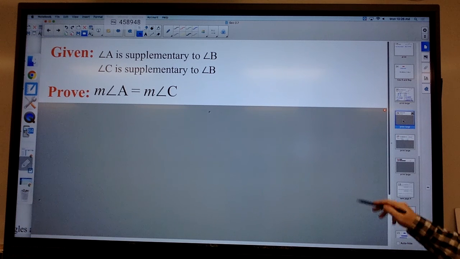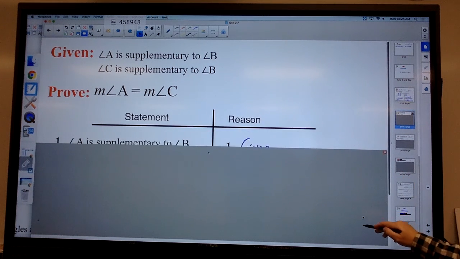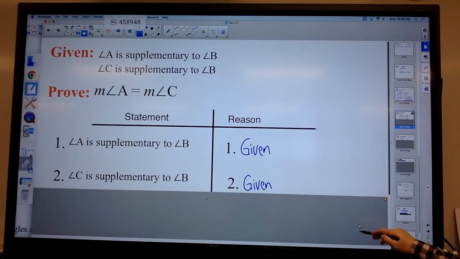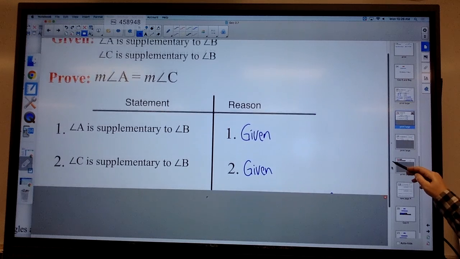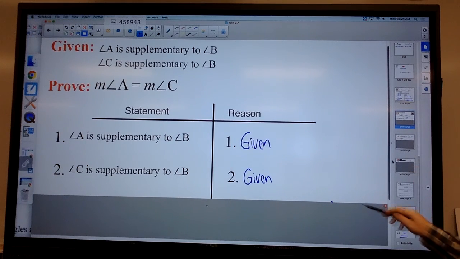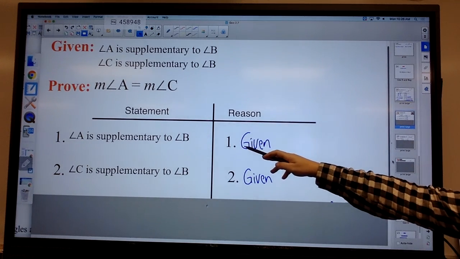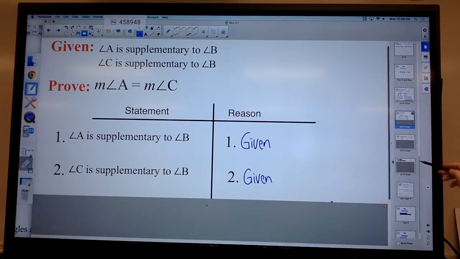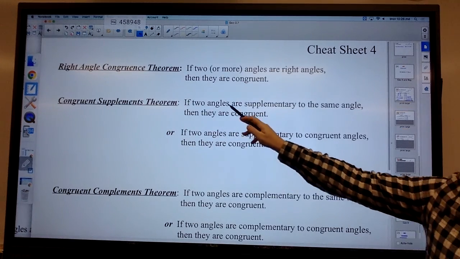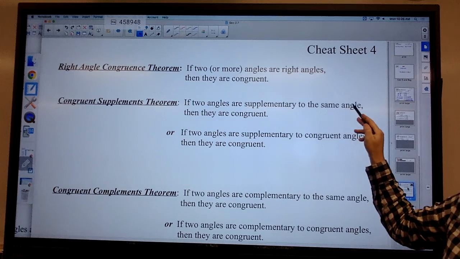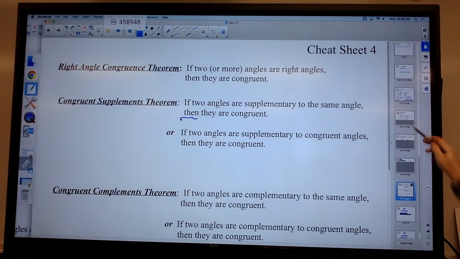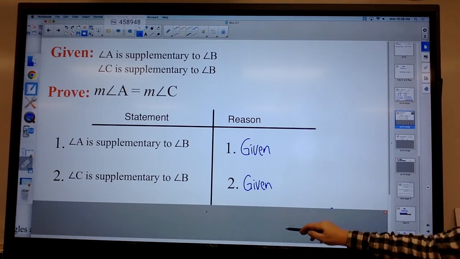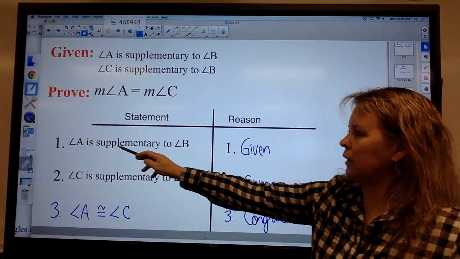Next one, angle A is supplementary to angle B. Angle C is also supplementary to angle B. This looks just like our notes that we did on day 2, however, we're putting it into a full proof. We know that if two angles are supplementary to the same angle, then they are congruent. That becomes our next step. Angle A is congruent to angle C.